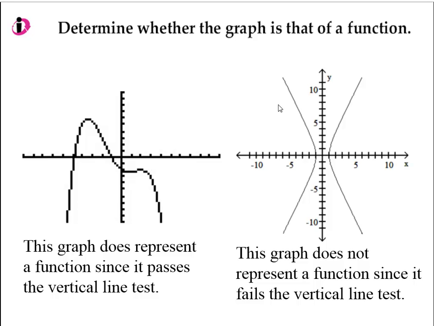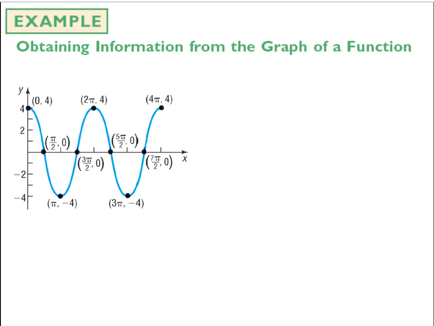In this section, we're talking about interpreting graphs and functions visually. This was the first concept. The second objective is to obtain information from the graph. We're going to dig a little deeper and look at information about the graph. This example has multiple parts, so let's take a look at it one at a time.